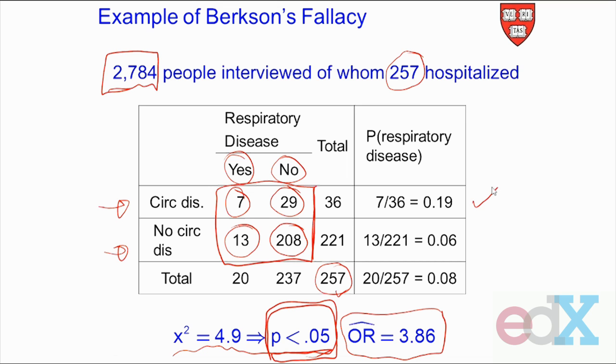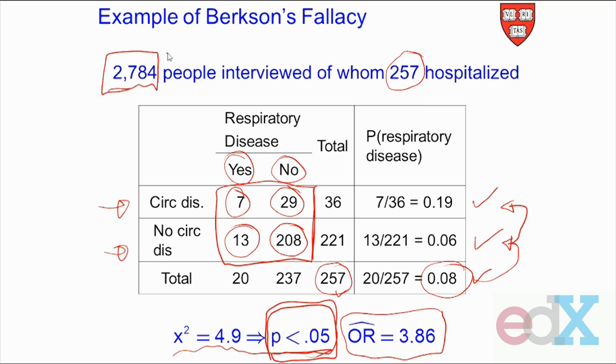And we see what's happening here. If we look at the people with circulatory disease, 7 of them had respiratory disease, so it's a probability of like 19%. Whereas of those who had no circulatory disease, the probability of respiratory disease is 6%. Overall it was 8%. So we see that this 8% doesn't divvy up evenly amongst the two categories. So we sure think that there is something going on here.